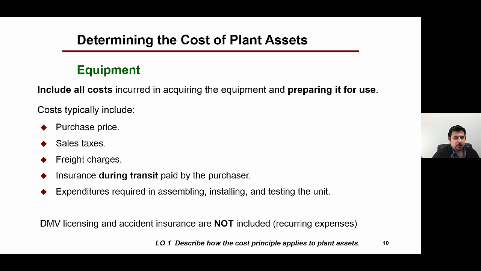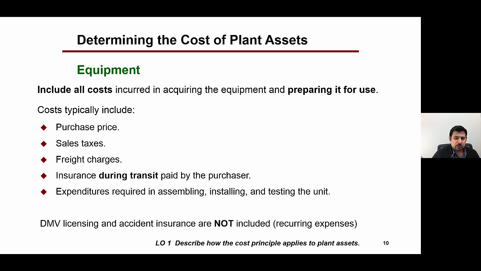Another kind of plant assets is equipment. This one would include again the purchase price, sales taxes, freight charges. It also has installation fees, assembling, etc. of the equipment until it is prepared for its intended use. Recurring payments such as DMV licensing and accident insurance are not included. If you pay an insurance policy, it will be a prepaid insurance, and insurance expense at that point will not be included in the cost of equipment.